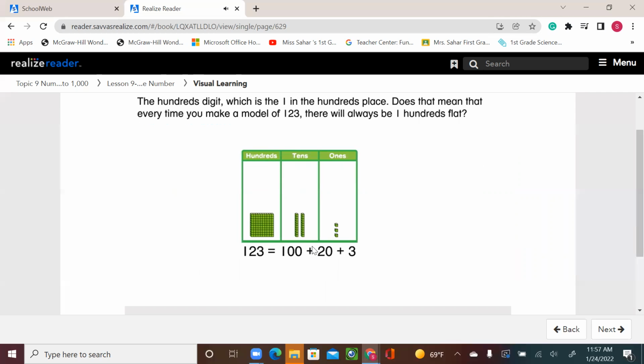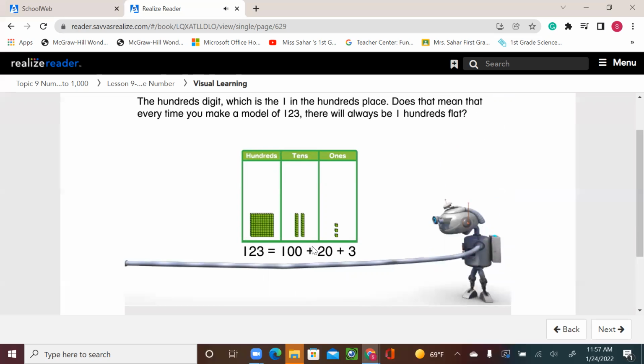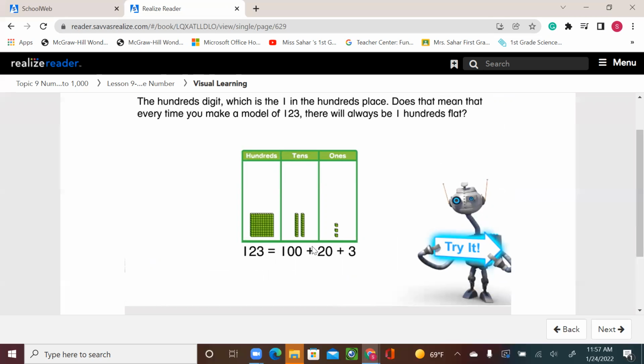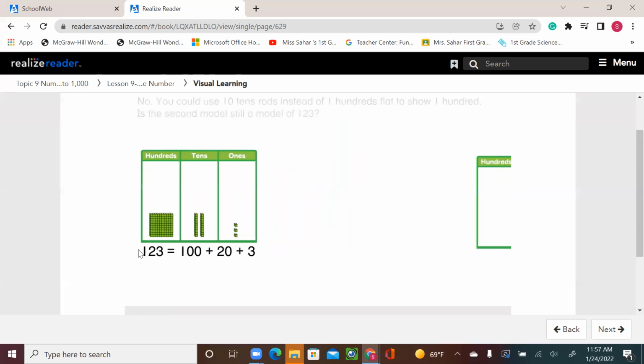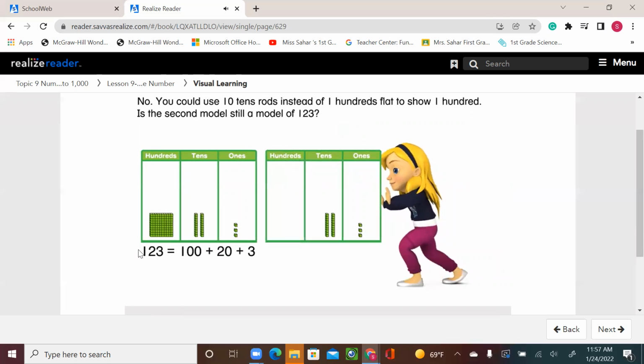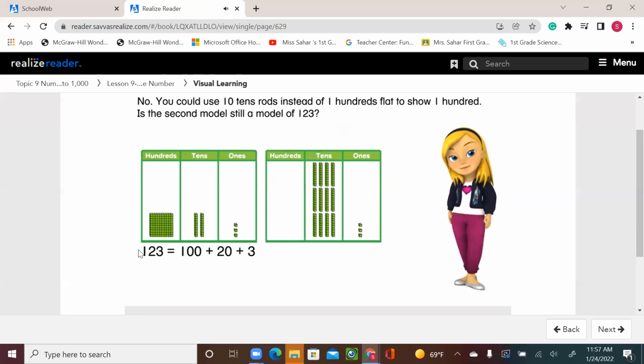Does that mean that every time you make a model of 123, there will always be 1 hundreds flat? No, this is one way to have all the 100 together, then the tens and the ones. Remember, a 100 flat is 10 tens rods. You could use 10 tens rods instead of a 100s flat to show 100. You can break apart the 100 to make 10 tens.